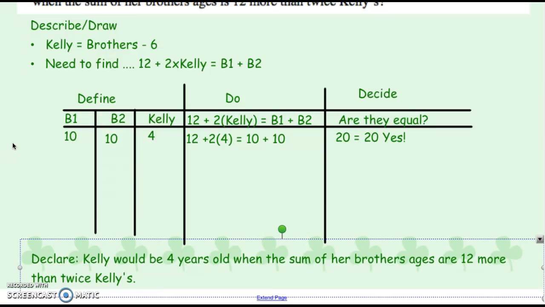So if I went too fast there and you need to pause the video to finish your notes, you may do that.